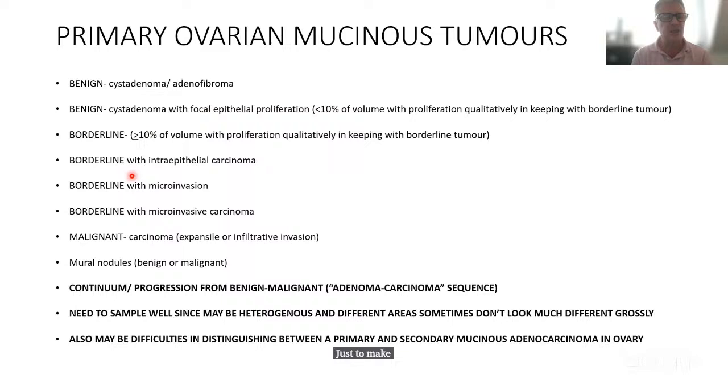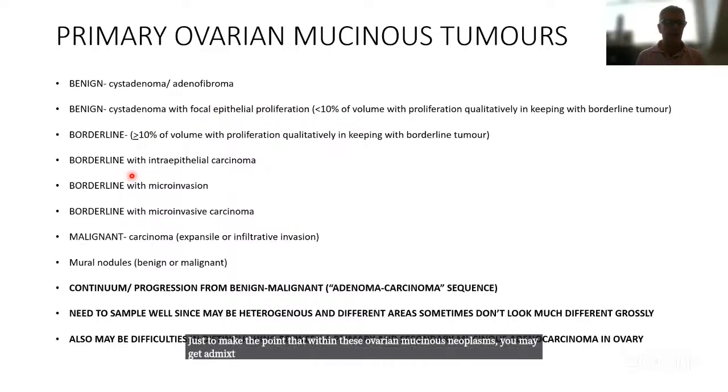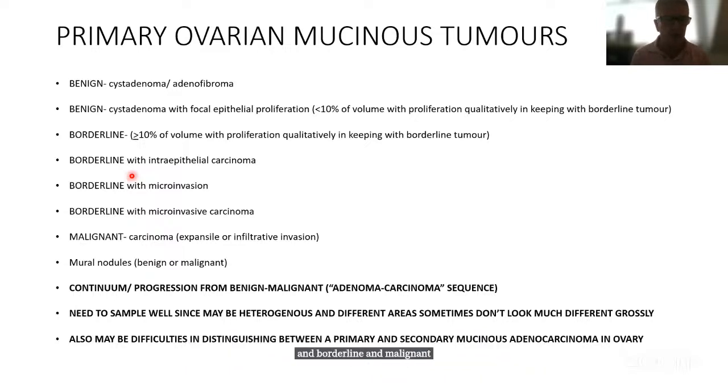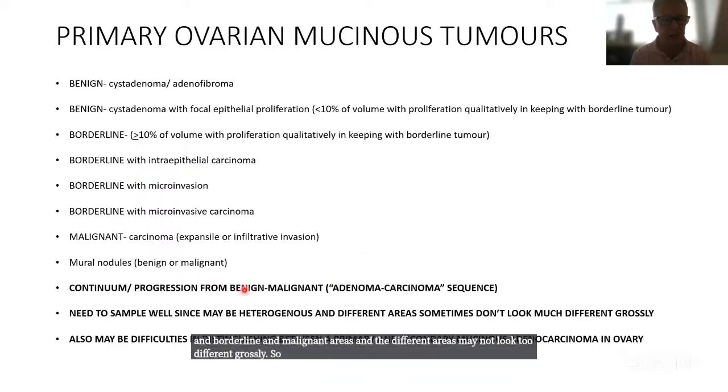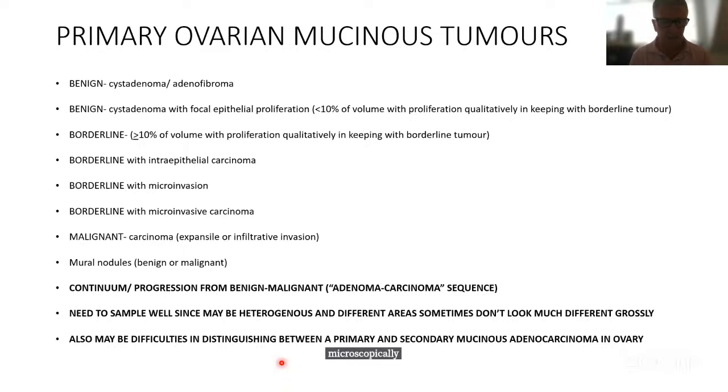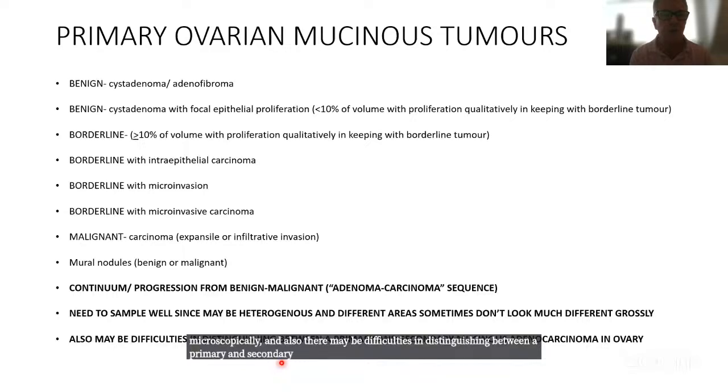and just to make the point that within these ovarian mucinous neoplasms, you may get admixtures of benign and borderline and malignant areas, and the different areas may not look too different grossly. So for mucinous ovarian neoplasms, you need to sample well, since they may be very heterogeneous microscopically, and also there may be difficulties in distinguishing between a primary and secondary mucinous carcinoma within the ovary.